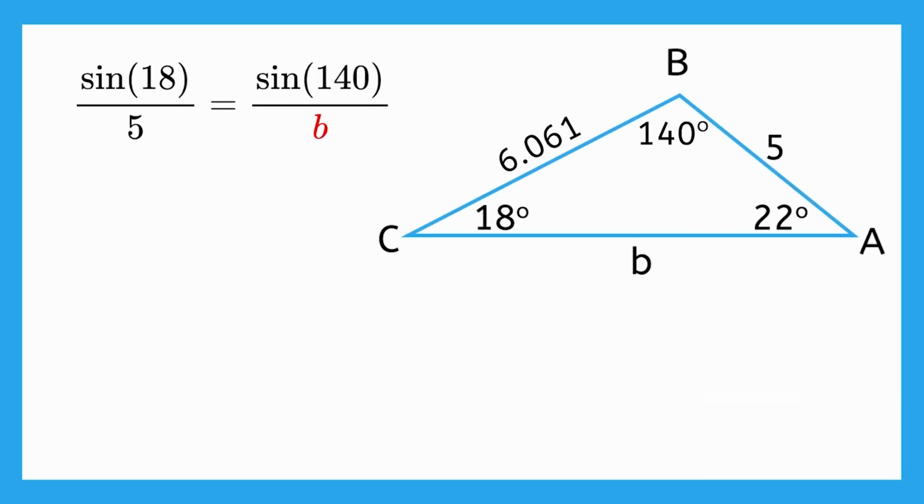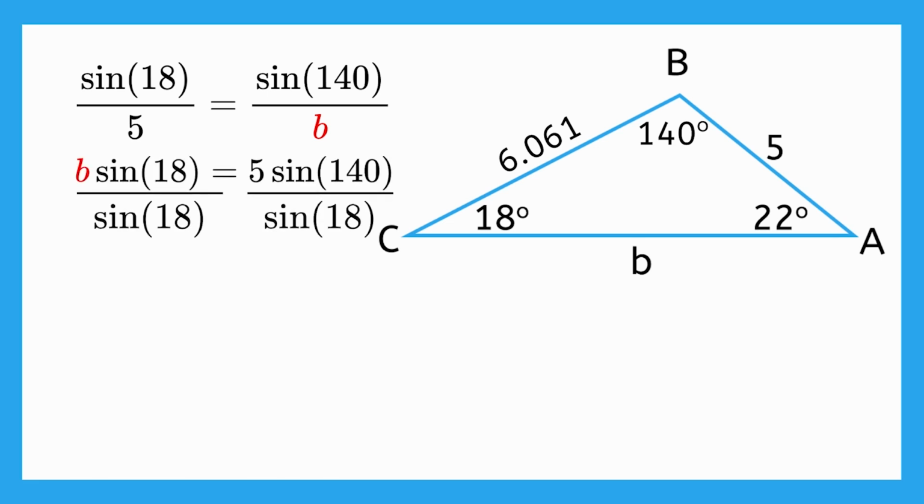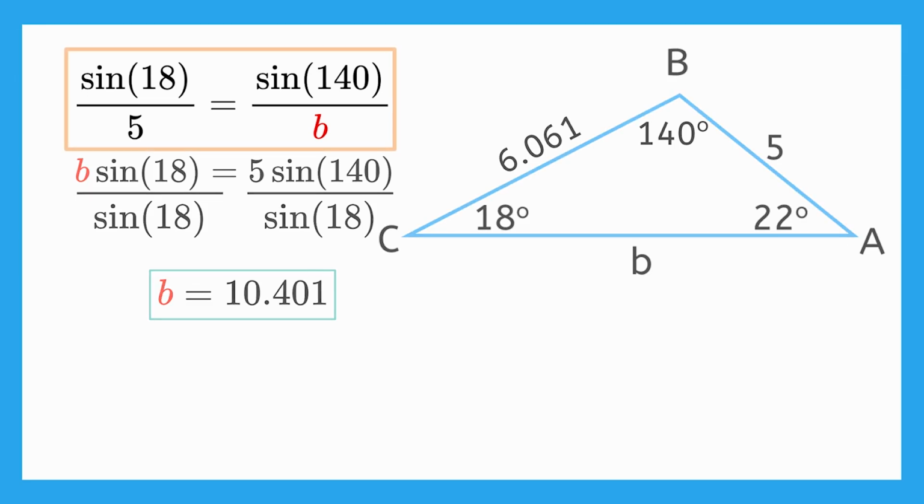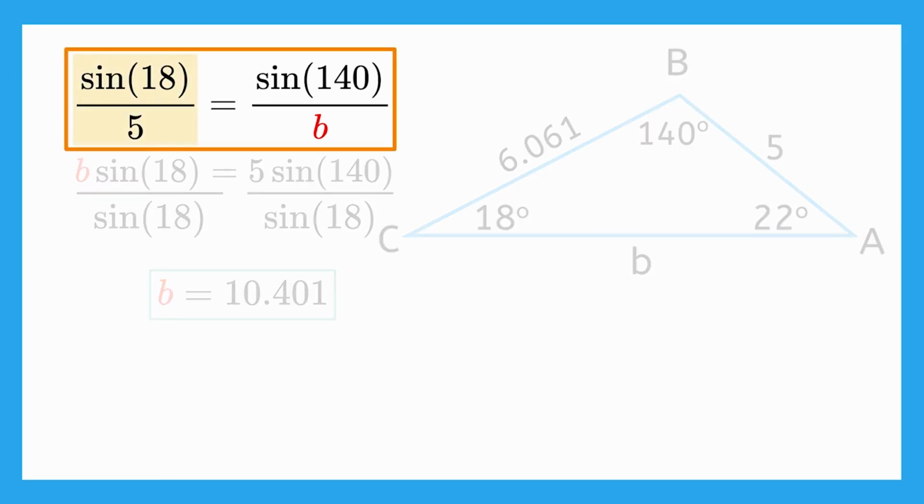Sine of 18 over 5 equals sine of 140 over B. Cross multiply. Divide, and I get side B equals 10.401. Is that what you have? Notice when I solved for side B, I used angle C and side C to set up my proportion. I could have used A, but remember, I like my answers to be as accurate as possible. Since I rounded side A to get 6.061, using side and angle C will give me a more accurate answer.